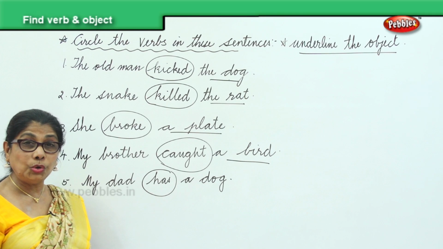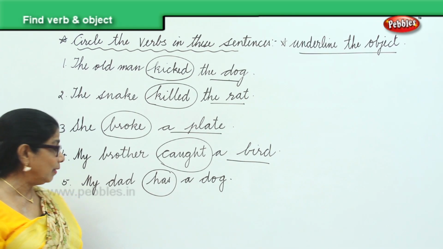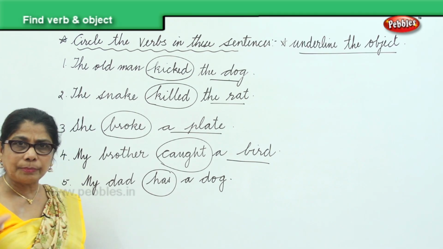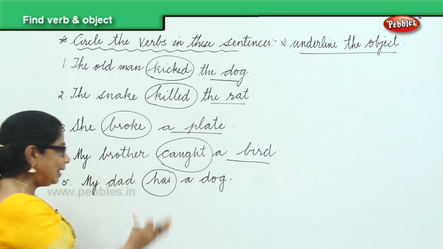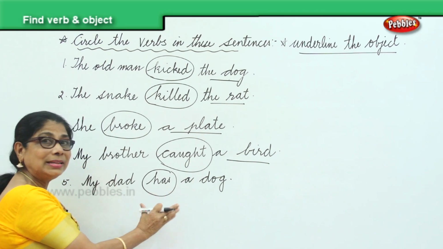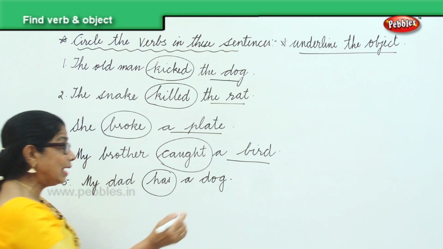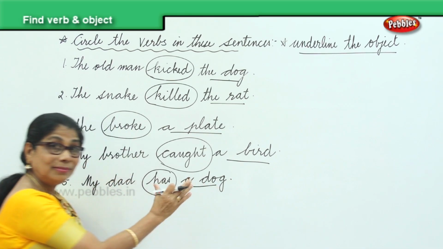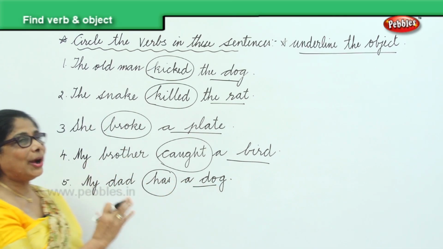And the last sentence we have, my dad has a dog. My dad has an old dog, young dog, a puppy, whatever it is. My dad is the subject. What does he have? He has a dog. What object? What is the object he has? He has a dog. Understood?